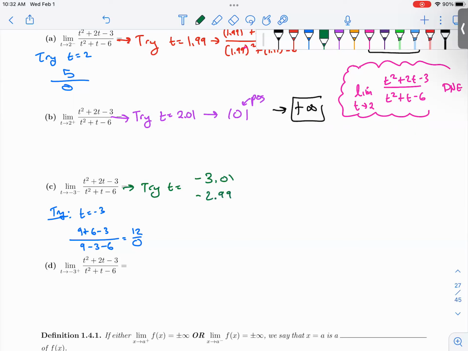Negative 3.01. This is the thing that always trips me up. Believe me, I made this mistake when I was learning this too. So let's think about that one more time. We're approaching from the left. So on the number line, there's no shame in doing this. I still do this sometimes. If we're looking at the left, we're talking about negative 3.01. So we're going to try negative 3.01, and you should get a positive or maybe a negative number. I don't know.